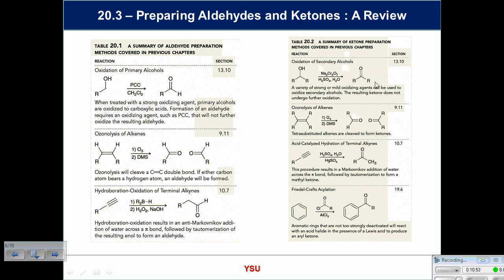Now over on the right-hand side, in this case we're making ketones, you can take any secondary alcohol usually and oxidize it using any of those reagents. PCC works, PDC, sodium dichromate will all work because you're not concerned about over-oxidation. Once you get to a ketone, that's the end of it. You don't have an extra hydrogen here on the ketone, so you're not going to go any further. We can also do ozonolysis again if we have poly-substituted alkenes. We can break them apart to make ketones.